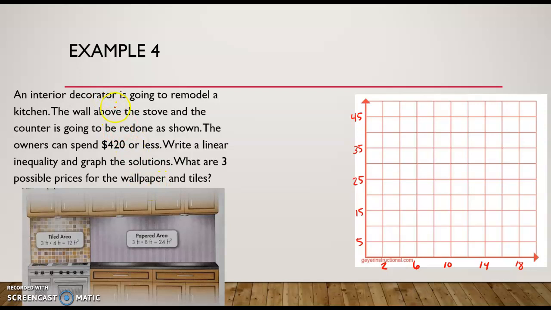So they can spend 420 or less. So that is less than or equal to 420. I know that much. I am going to write it up here so we have more room, that x is going to be paper and y is going to be tile.